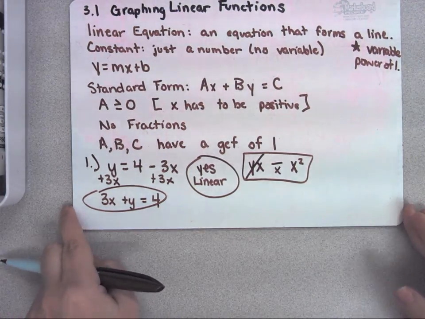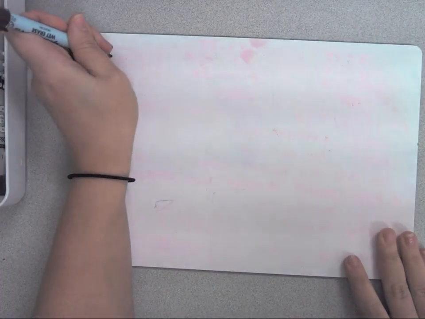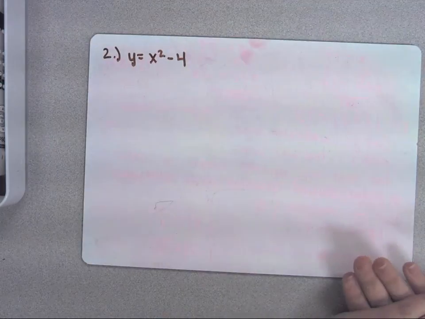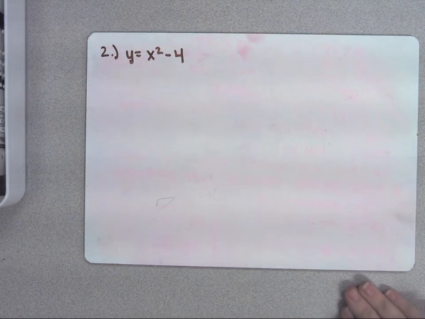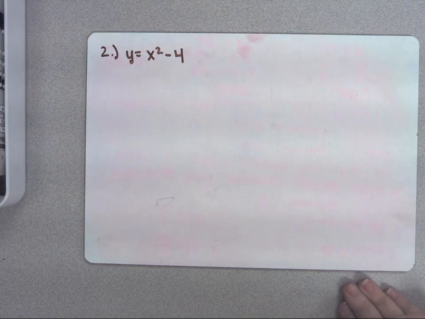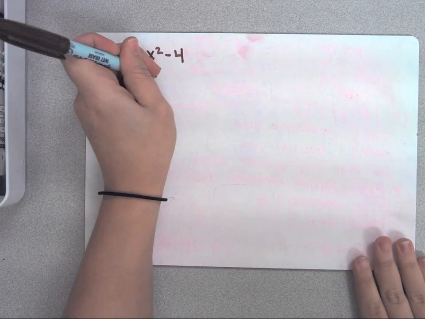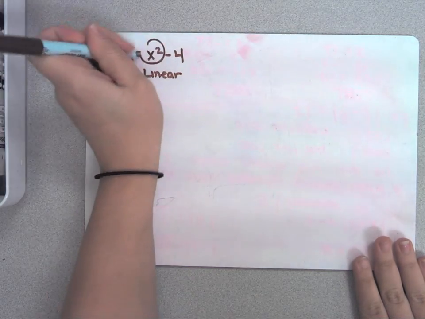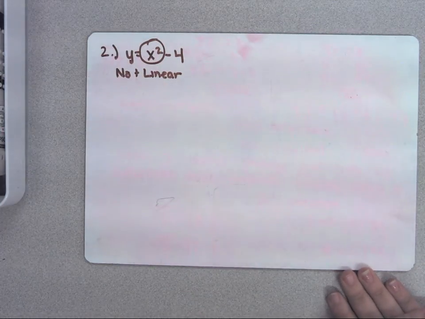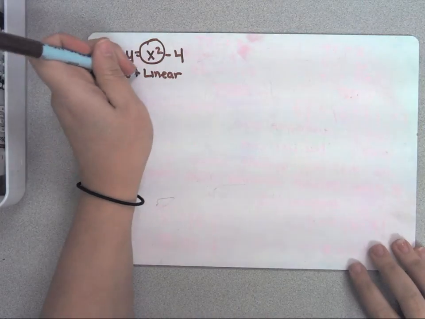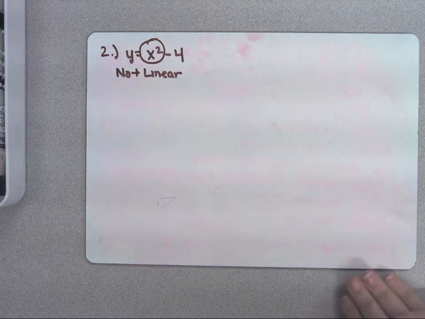Okay? So then looking at, you still have your instructions. Looking at this one. Y equals x squared minus 4. The first question: determine whether each equation is a linear equation. Is this a linear equation? No. Why? I circled the thing that's not linear. If it's not linear, can I put it in standard form? No. So we're done. That's it. Easiest problem we've ever done.